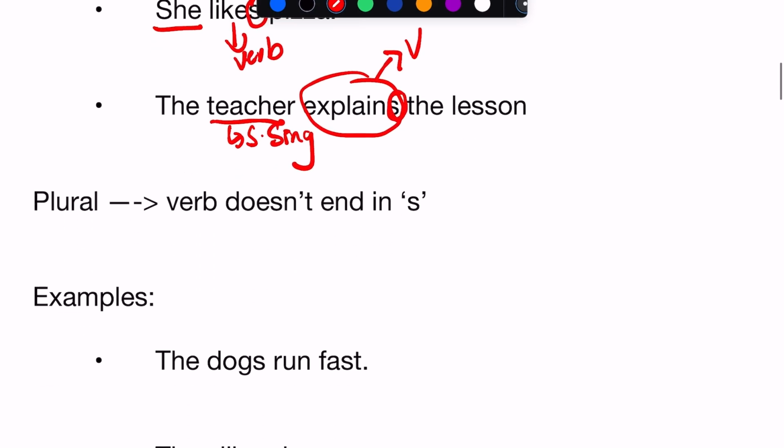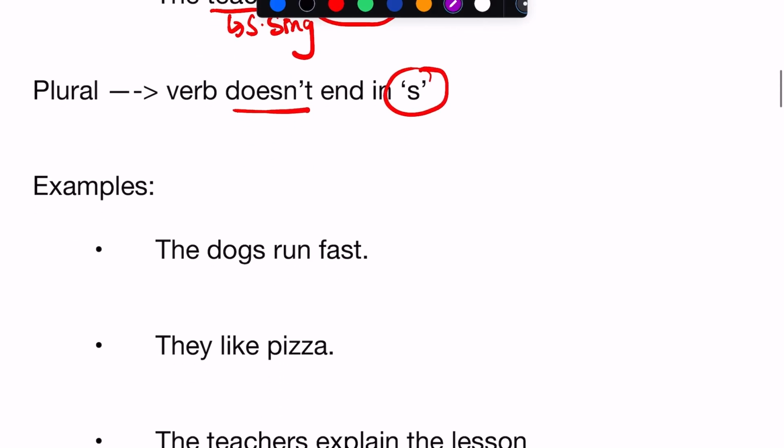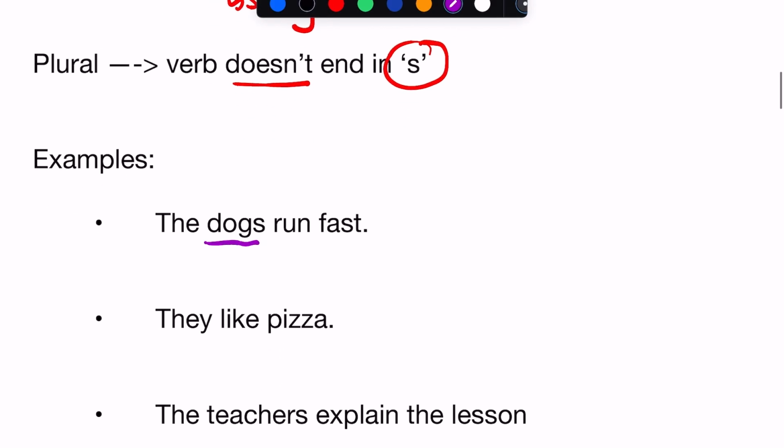Now, for plurals, the verb does not end with an S. So let's have a look at this. The dogs run fast. So the dogs is a subject. There are multiple dogs, which means it's plural. And you can see the verb does not end with an S. It just says run.